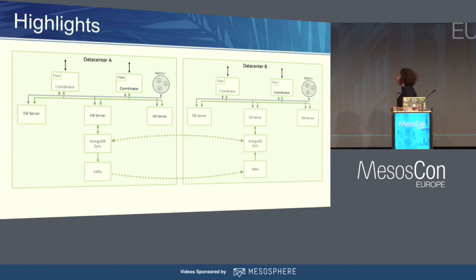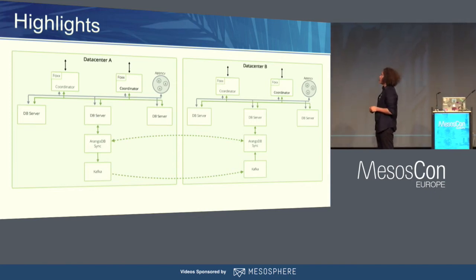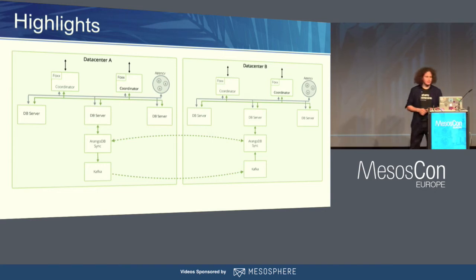So this is basically how it looks. I have here ArangoSync, which is aware of each other, and it basically uses Kafka underneath to synchronize that data. So in data center A, usually being the active one, it dumps the data via ArangoSync into the Kafka queue, and the Kafka queue on the other side will read it. ArangoSync will then apply it to the database servers, and the second cluster is then up to date with the first one.